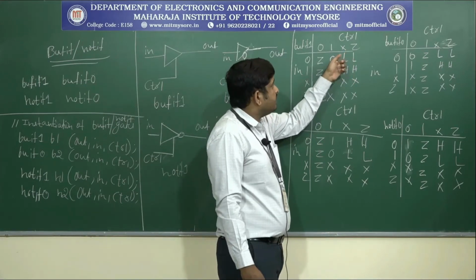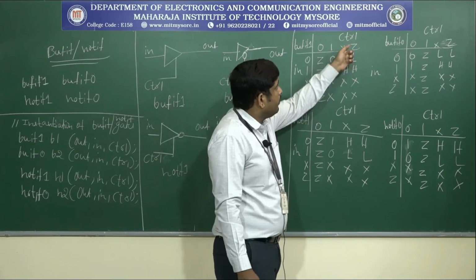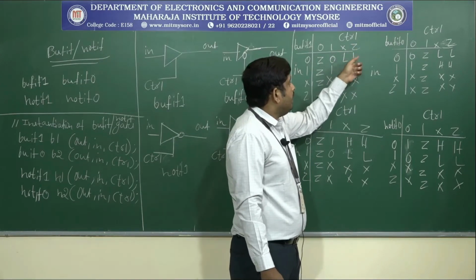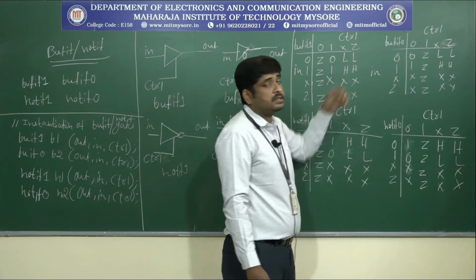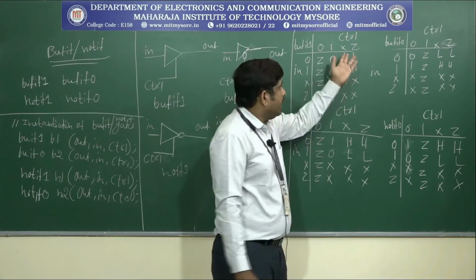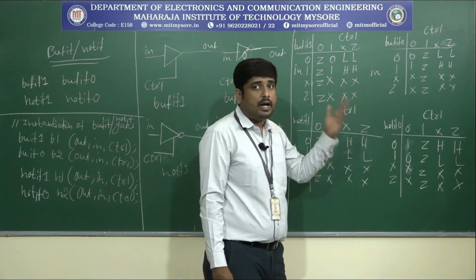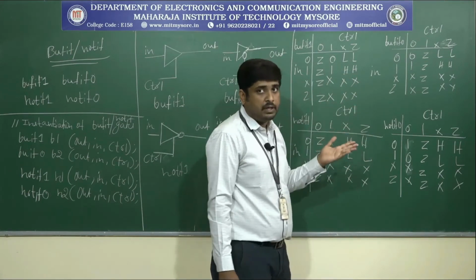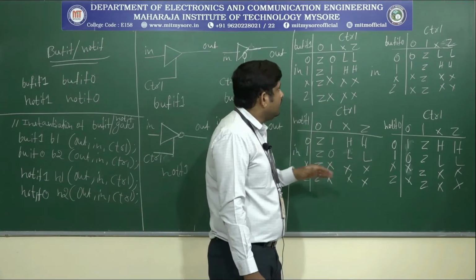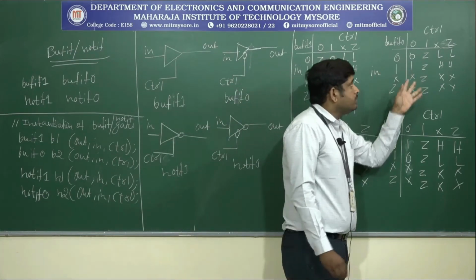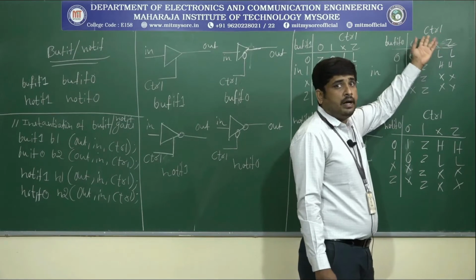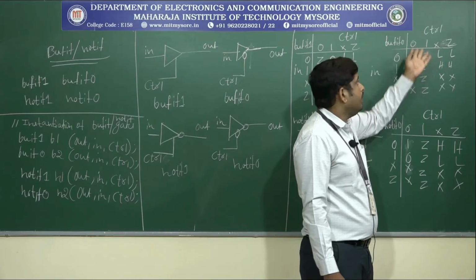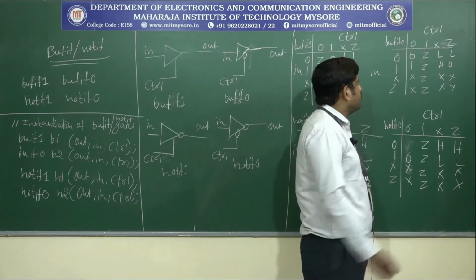It produces clearly 0 and 1. But when you apply control signal X and Z, at that time L, that is low, as well as H, that is high. So L means the value is 0 or high impedance, and H means the value is 1 or high impedance. So that is the specialty here. Then similarly bufif0, its control signal is active at 0 here. When you apply 0, at that time it's enabled. So look at the truth table here.